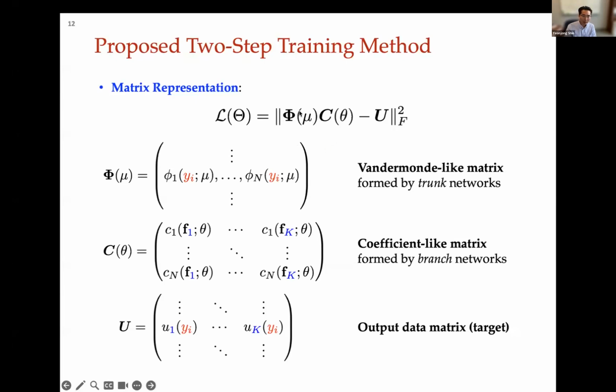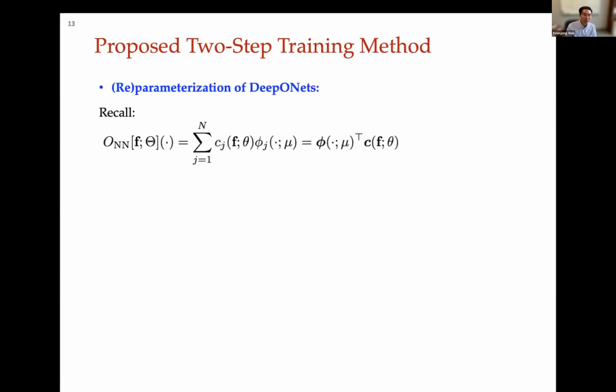If you look at this closely, the first component matrix looks like a Vandermonde-like matrix, which is only formed by the trunk network. And this coefficient matrix is formed by the branch network, and U is our output data matrix. So with this observation, there is also one more motivating observation involved.